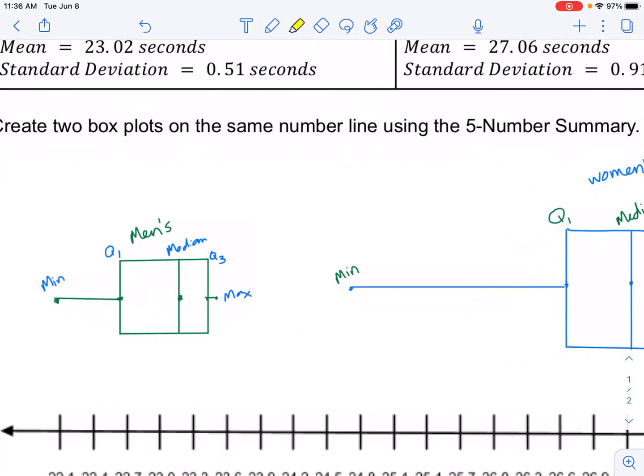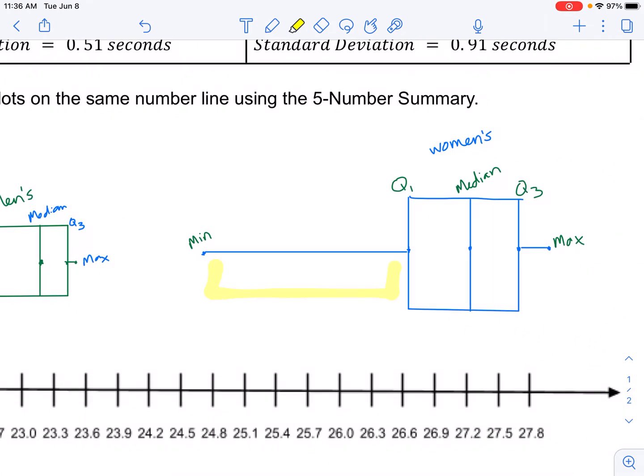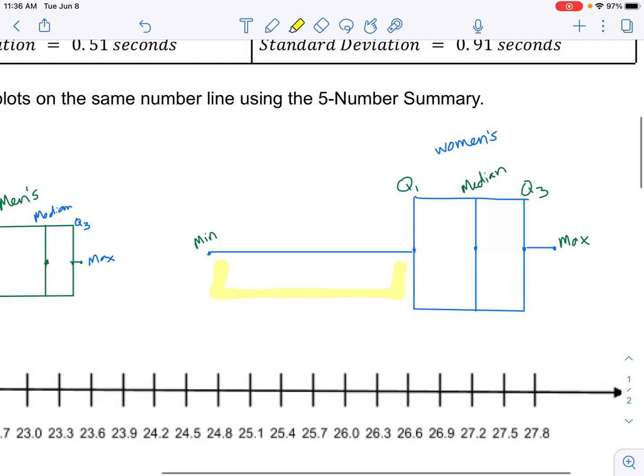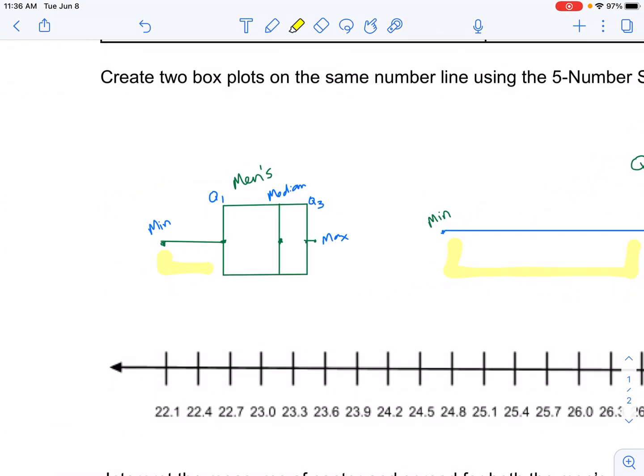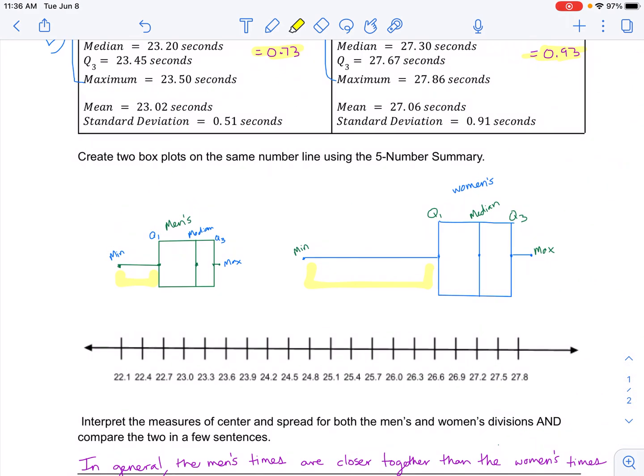Another thing you may notice is this huge gap right here from minimum to quartile 1 is a lot bigger than this one here. And there's a reason for that. So think about, why does that actually matter? And I write about it in my summary.